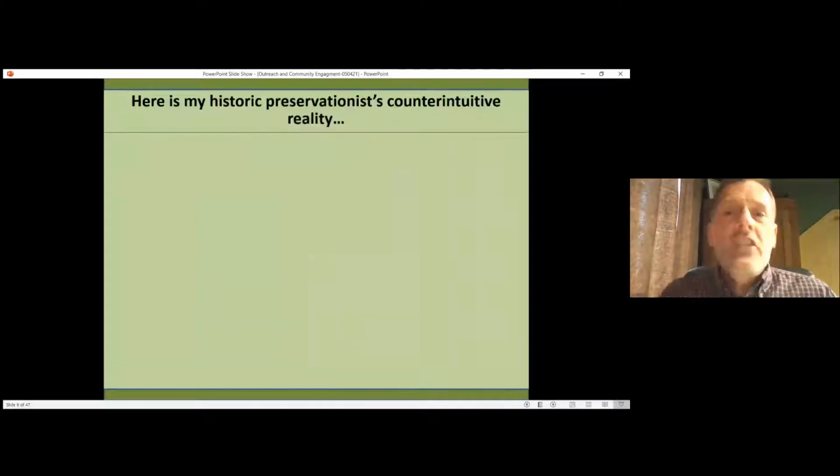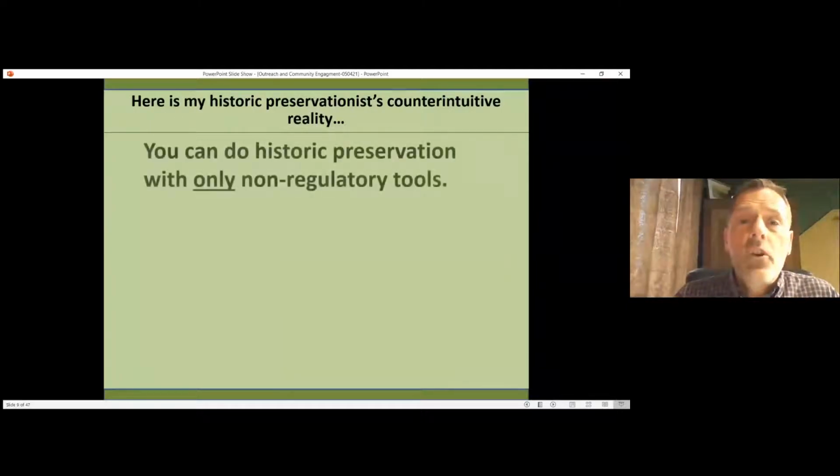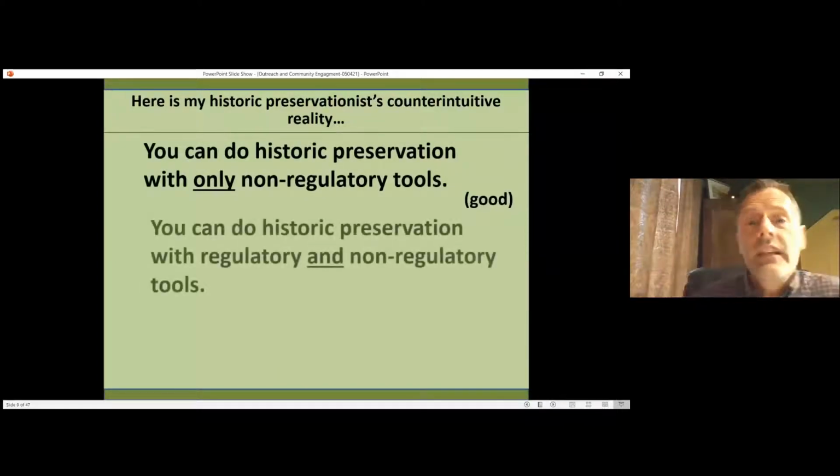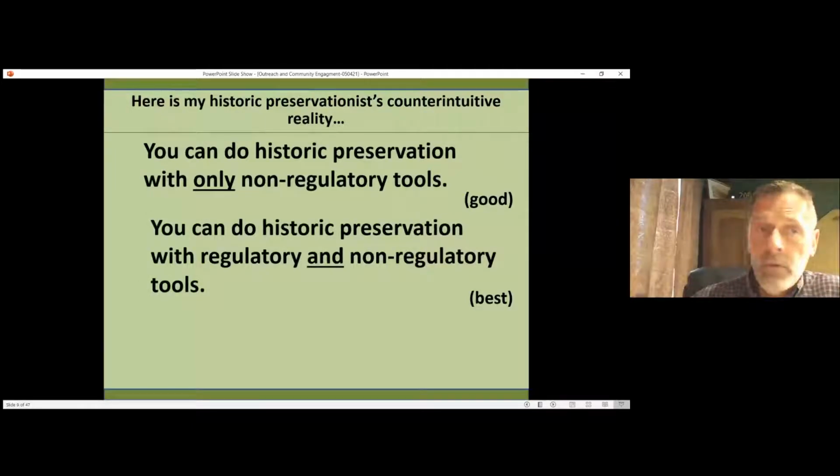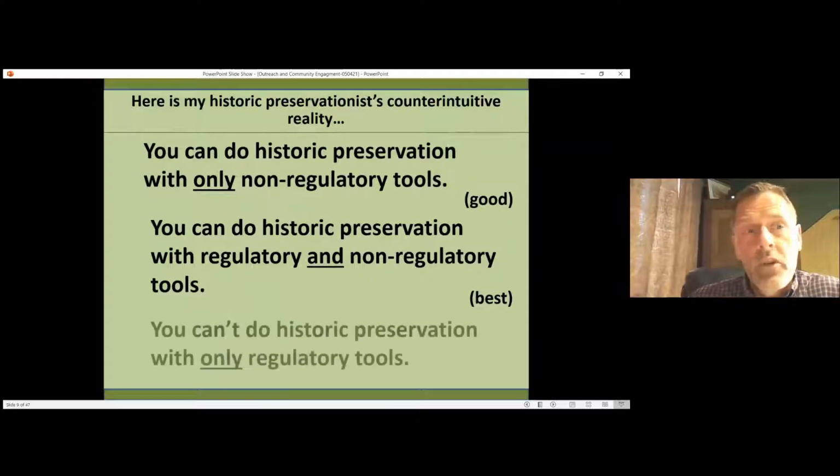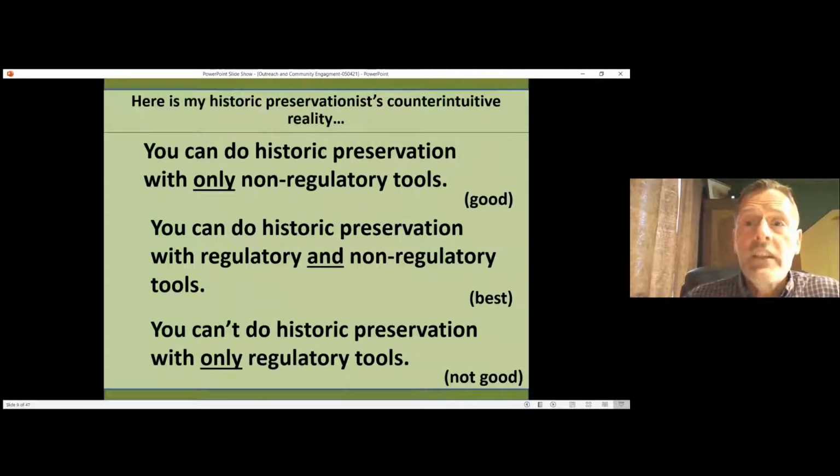And so my counterintuitive reality, over many, many years of doing this, is that you can do historic preservation with only non-regulatory tools. It's a great way to do historic preservation. You can do historic preservation with regulatory and non-regulatory tools. That's actually the best, having an ordinance and having all kinds of outreach techniques. You can't do historic preservation with only regulatory tools. It does not work. It's a strategy that's really going to doom you to failure.